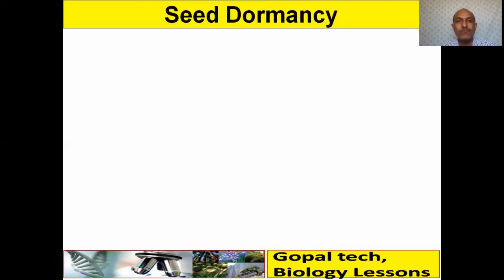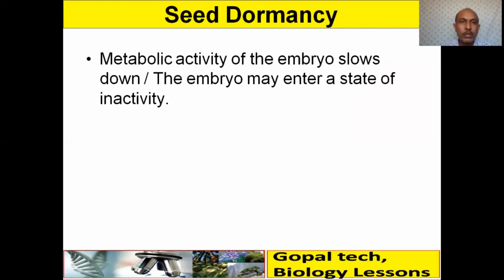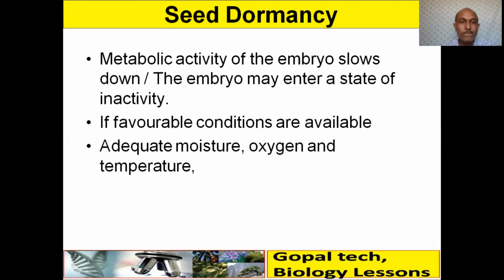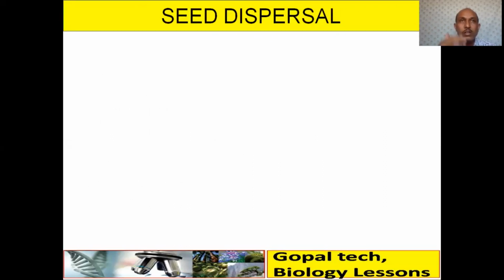Okay, black pepper. Seed dormancy. The metabolic activity of the embryo slows down, or the embryo may enter a state of inactivity. It cannot germinate. But if favorable conditions are available, adequate moisture, oxygen and normal temperature, they germinate. So they overcome seed dormancy. And seed dormancy is very, very important for plant growth, even storage of food.